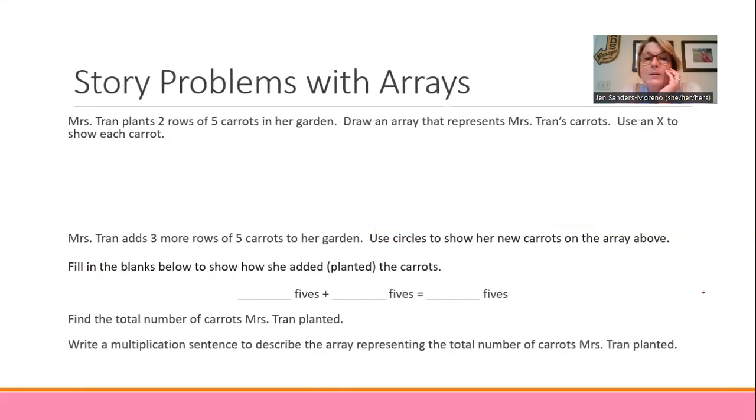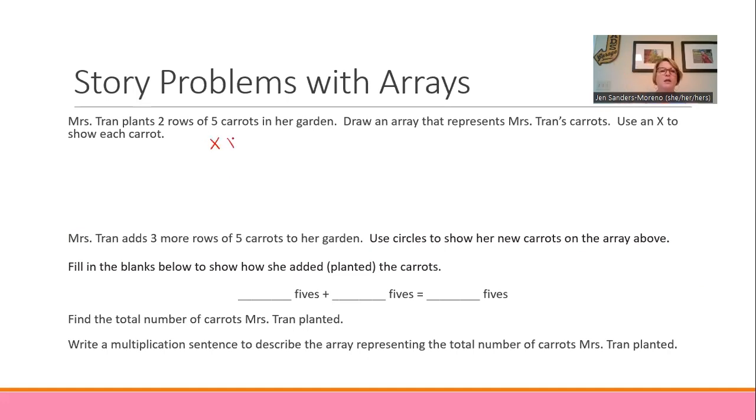Okay, yes, you can do story problems with arrays. This one is actually from the 3rd grade Common Core textbook. Mrs. Tran plants 2 rows of carrots in her garden. Draw an array that represents Mrs. Tran's carrots. Did I say 2 rows of 5? I hope I did. Use an X to show each carrot. So we're doing 2 rows. So a row goes across of 5.